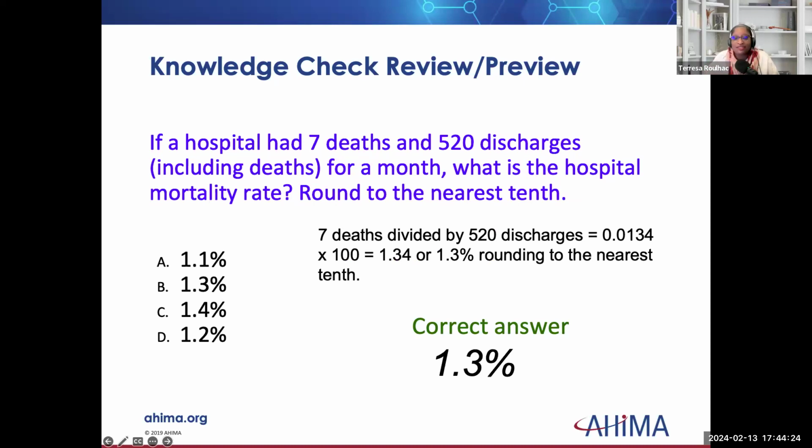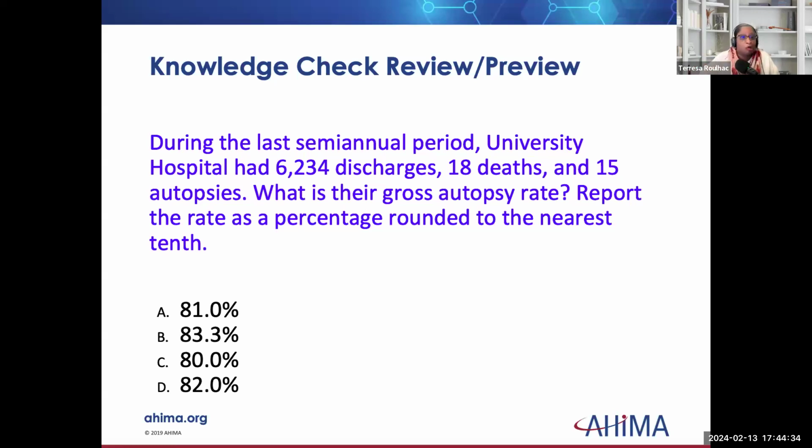And the very next and last one I grabbed too. And if you guys want me to grab some more, y'all just let me know and I'll try to grab more of that, so you guys can be exposed to a little bit more. During the last semi-annual period, University Hospital had 6,234 discharges, 18 deaths, and 15 autopsies. What is their gross autopsy rate? Report the rate as a percentage and round to the nearest 10th. Again, we want that spot right after the decimal places. You have 81, 83.3, 80, and then 82.0.